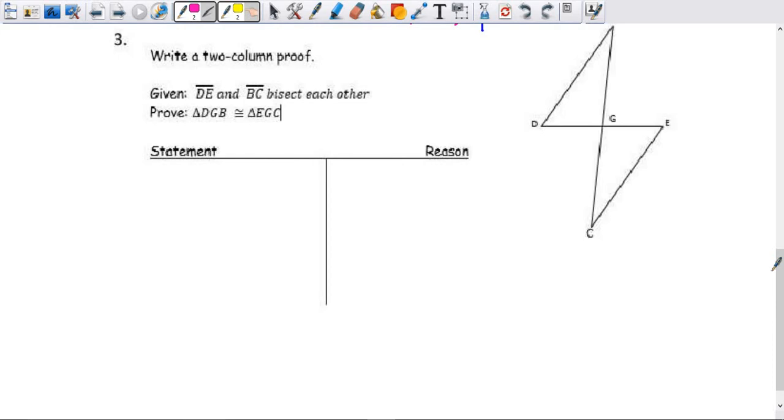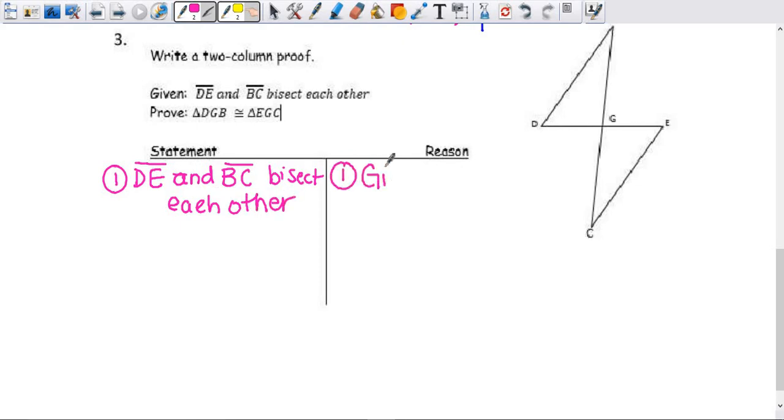Alright, this next proof. So we have those segments, DE and BC, and it says that they bisect each other. So let's go ahead and write those statements. DE and BC bisect each other. And our reason is always given to start. Okay, so let's see what that means for our picture.